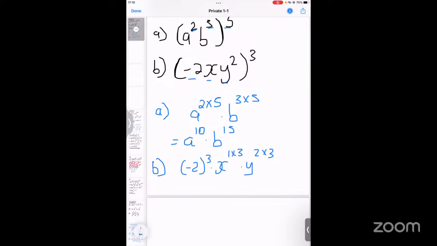And then this is equal to, so this one, Langelihle, don't stress that much. You just punch it on your calculator. Inside the brackets, you have -2 to the 3. You might find that it gives you 8. X to the 1 times 3 is 3, and then y to the 2 times 3 gives you 6, and you'll find that this is the end of it. Did it make sense, Langelihle?